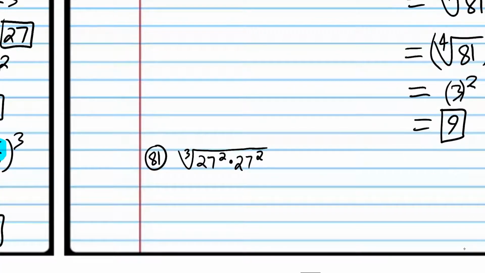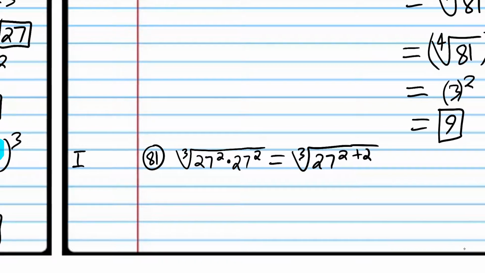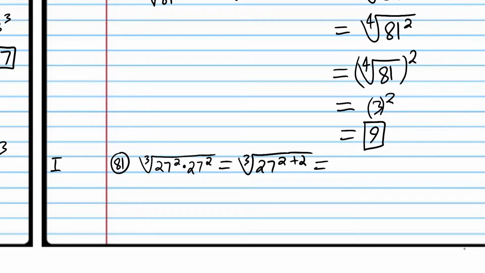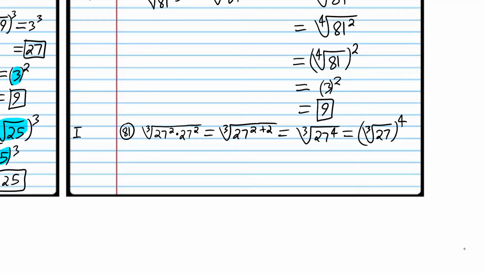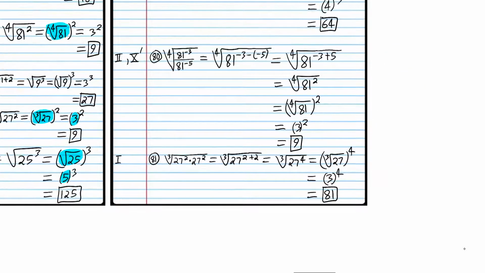All right, we're back. So we're going to use rule number 1, multiplying powers. We just add the exponents. So we have 2 plus 2. And then we end up with the cube root of 27 to the 4th power. The problem is 27 to the 4th power, it's too big. So we're going to move that 4th power on the outside. And now the cube root of 27, that's just 3. And 3 to the 4th power is 81. All right, so if you got that answer right, good job. So we used rule number 1, and we used the variation of rule 10.